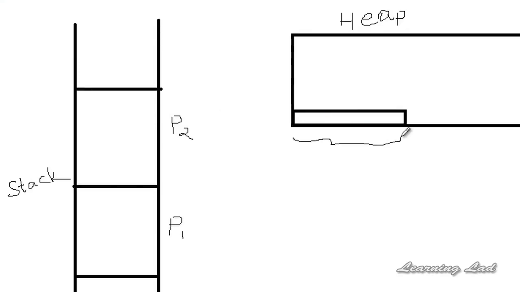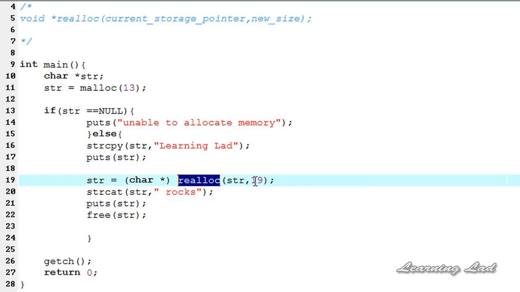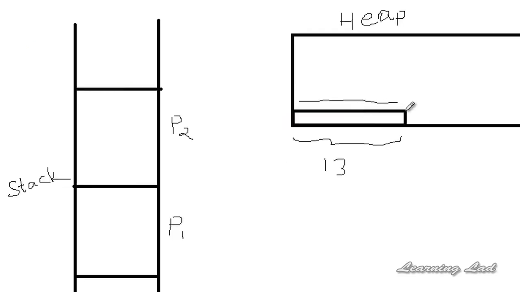So it will be 13, and we are storing a value of learning lad. So the learning lad string will be stored here. Next, when we resize this memory using the realloc function and specify a new size, which is 19, the realloc function is going to check whether the sufficient memory required to increase the size to 19 bytes is available just after the current allocation.